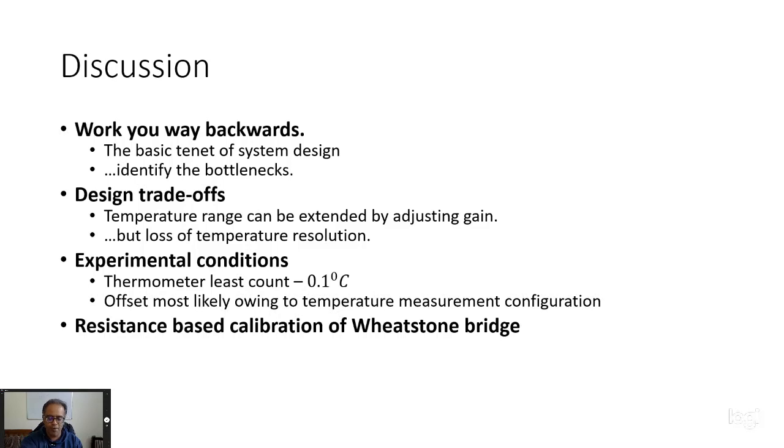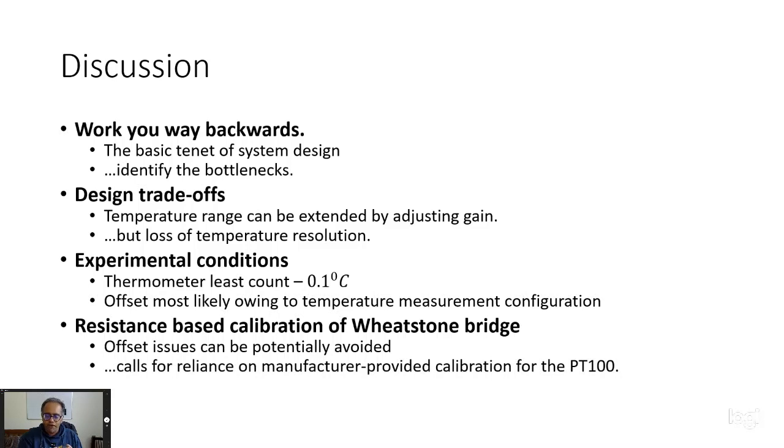Now you can replace that PT100 with any other strain resistor. You will have to adjust the circuit a bit, but you will be able to use the same configuration for a lot of things, because you are not calibrating with respect to temperature, but with respect to resistance. Okay? So the offset issues can be potentially avoided, but then there is a catch, because especially for the case of the PT100, you need some other calibration from somewhere else.